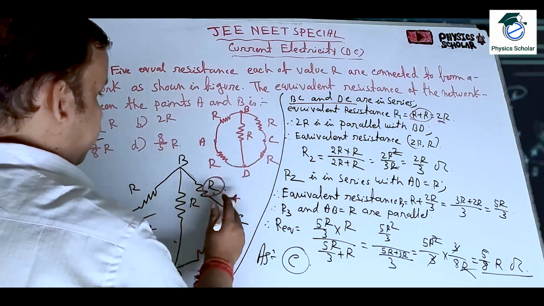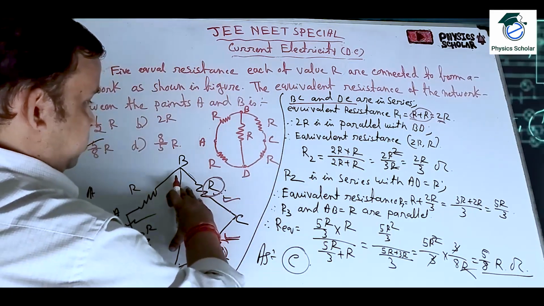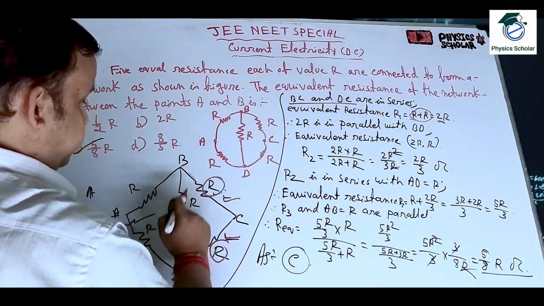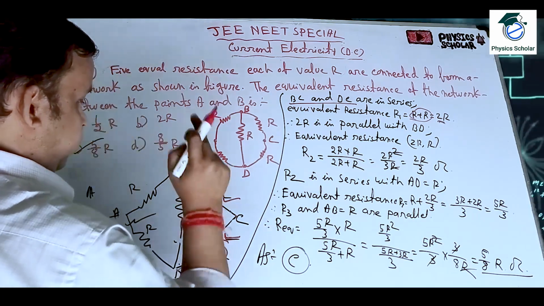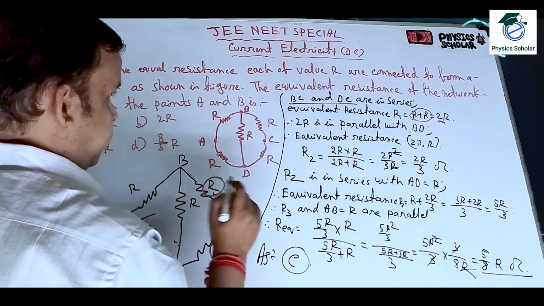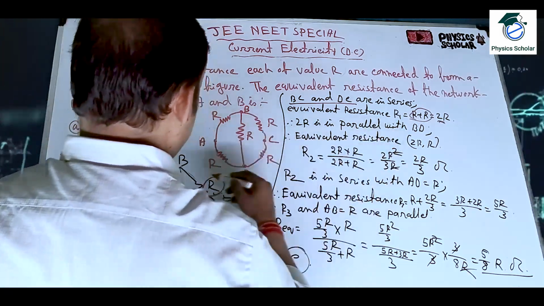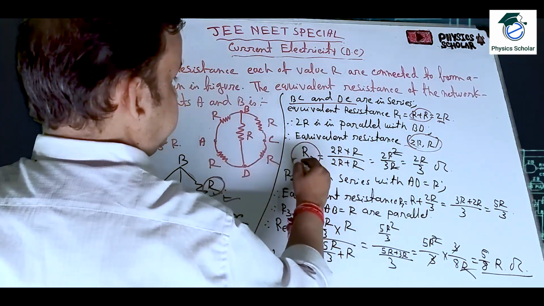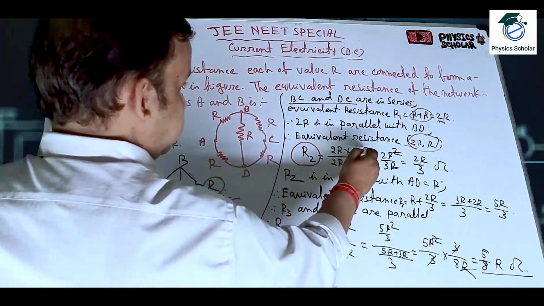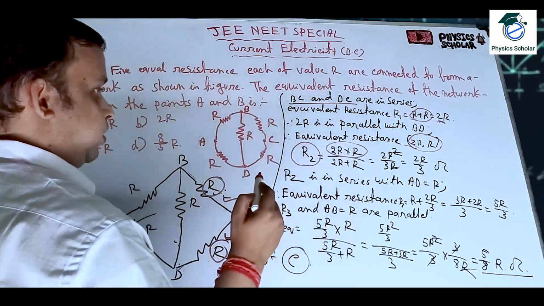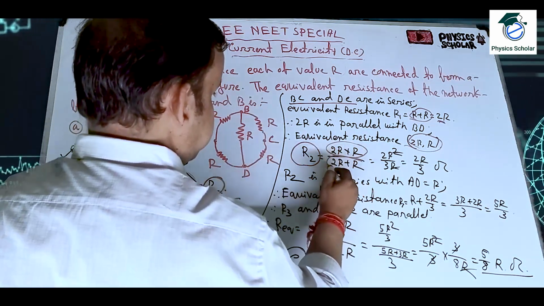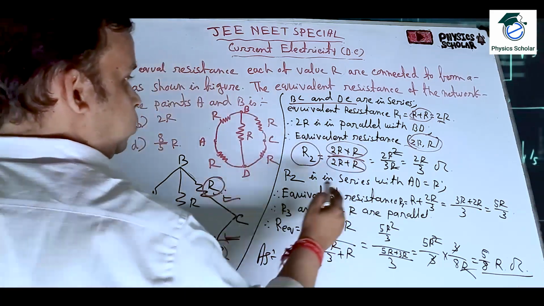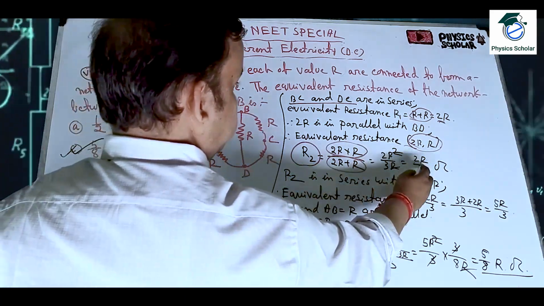Clear? Now this 2R is in parallel with this, because here the current will divide. One part will go here and the other part will go there. So that is in parallel with BD. BD means R. So 2R and R are in parallel. If two resistors are in parallel, then the equivalent is the product of the resistances divided by the sum of the resistances. So it is 2R square by 3R, that means 2R by 3 ohms.